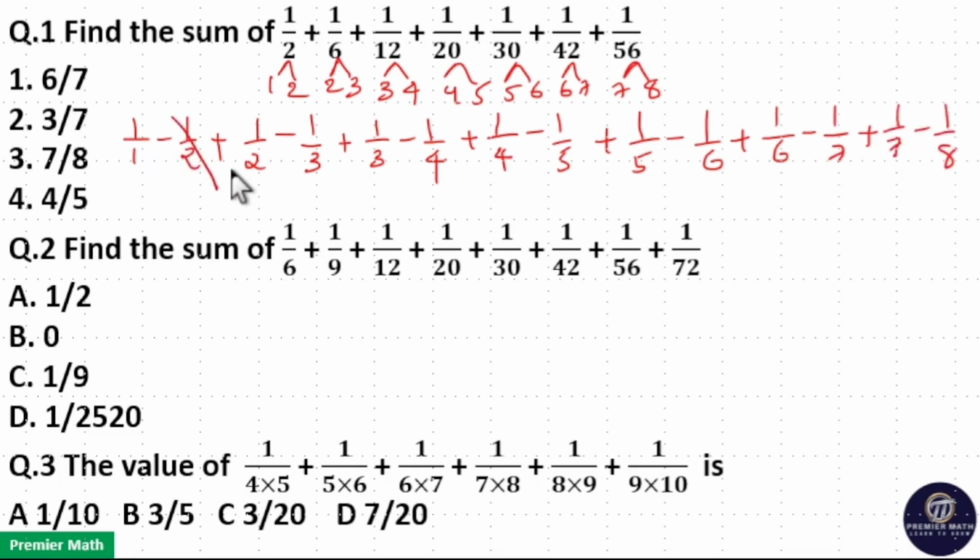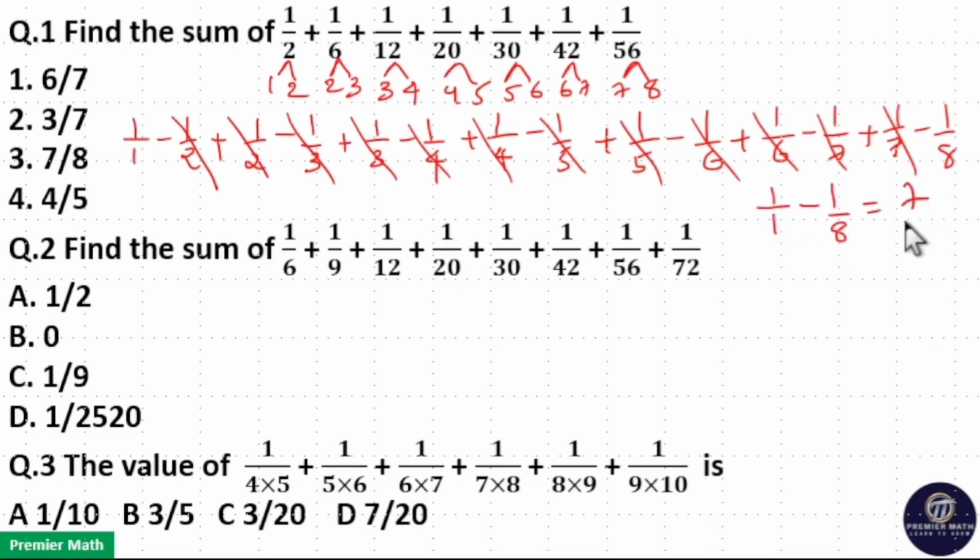Now, if you look, 1 by 2 and minus 1 by 2 cancel, minus 1 by 3 plus 1 by 3 cancel, minus 1 by 4 plus 1 by 4 cancel, and all the inside terms will cancel each other and the remaining number will be first term minus last term. That is 1 by 1 minus 1 by 8 is equal to 7 by 8. Option 3 is your answer.